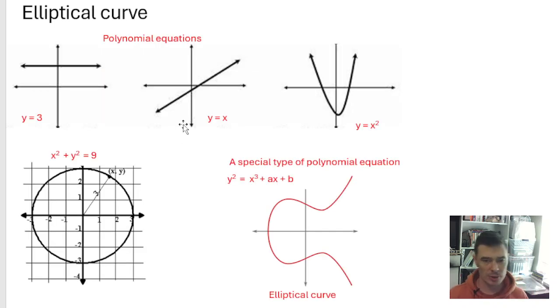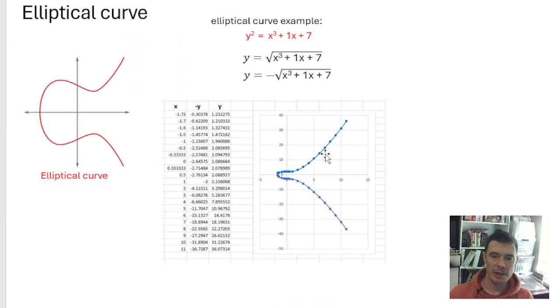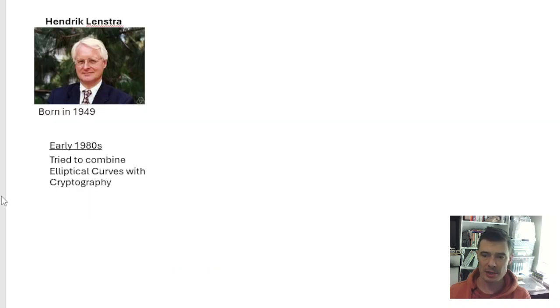So just a look at polynomial equations. This is an equation for a circle. An elliptical curve is a special type of polynomial equation. And just to do a quick example, you see y here is going to be the square root of this value, which makes it positive and negative. So you can see this symmetry over the x-axis.